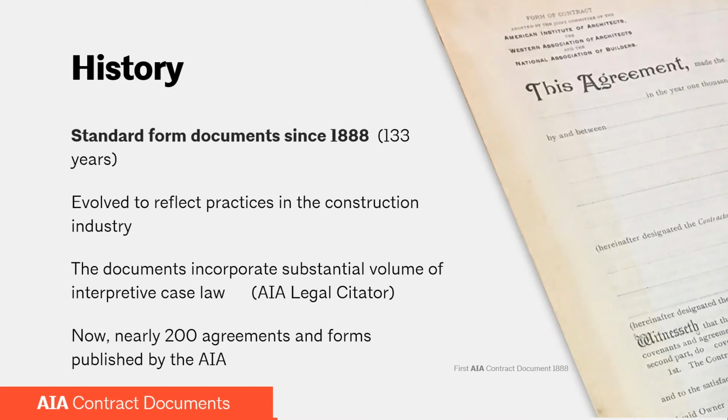And AIA has published these documents for over 130 years. That old document on the right is a general conditions from 1911. The first owner architect agreement came out in 1917, and basically these documents have evolved to reflect the changing world of design and construction, including a lot of litigiousness. But today we enjoy nationwide application of these documents, and there's over 200 of them.